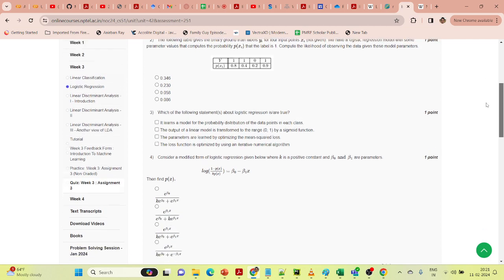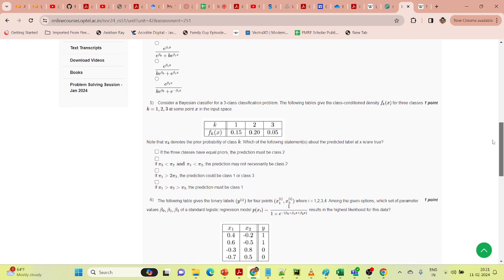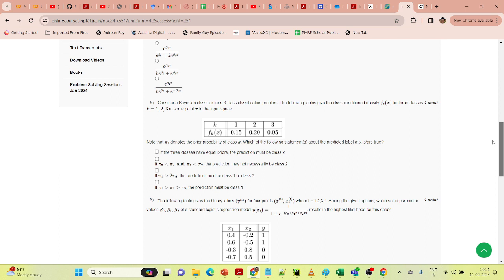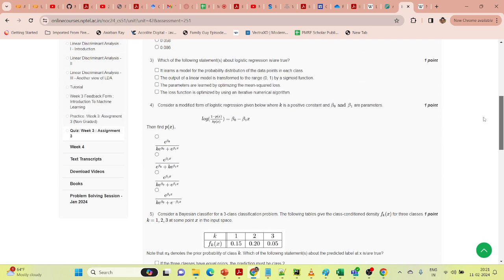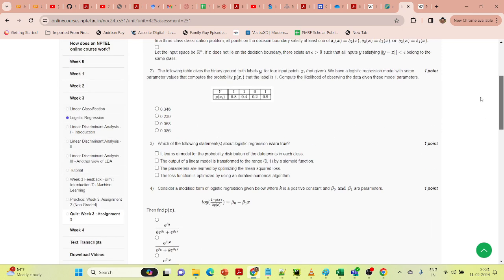Sir, that question is a little tricky, so I'm asking. As it is mentioned, f of k is x, and the three classes are k equal to 1, 2, 3, where x is in the input space, but in the options there is no answer like that. Can you explain that question? I will, but a little later. I need to explain the likelihood and prior of this one. Okay, no issues. Question number three is solvable now.